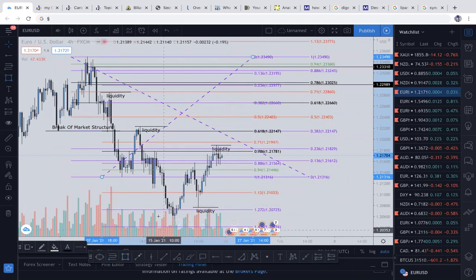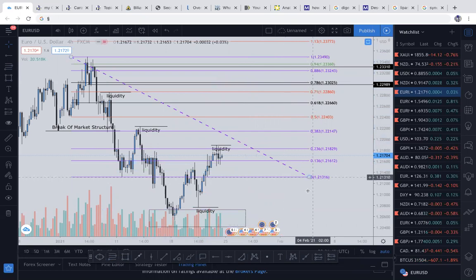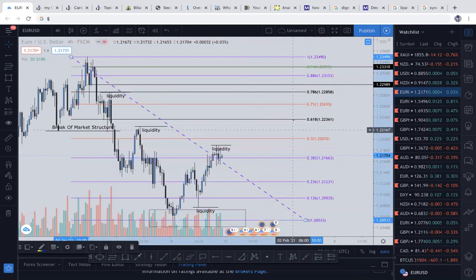What pattern do we have right here, guys? We have a cipher. So now we know the entry is at the 78.6 area. And look at that: liquidity sitting here, liquidity sitting here, liquidity sitting here, institutional candlesticks sitting here. And that is your entry, simple.